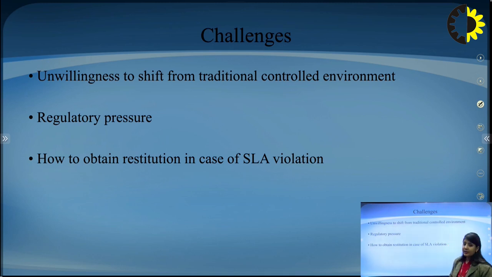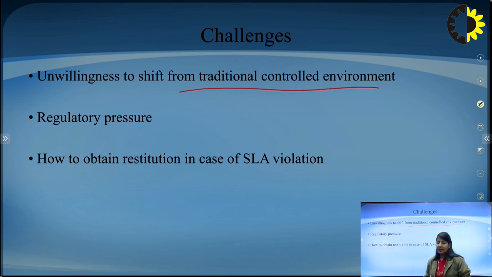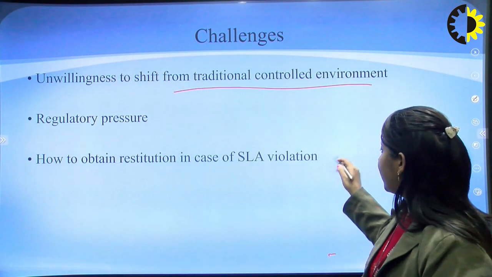And what are the different challenges? The challenges are unwillingness to shift from a traditional controlled environment, meaning once you take the service from a broker, you can't shift to other brokers. Regulatory pressure: how to obtain restitution in case of SLA violation. Like in legal language, we have different punishments decided in case of criminal purposes. So SLA violation means, if a customer violates the SLA, what will be the punishment?